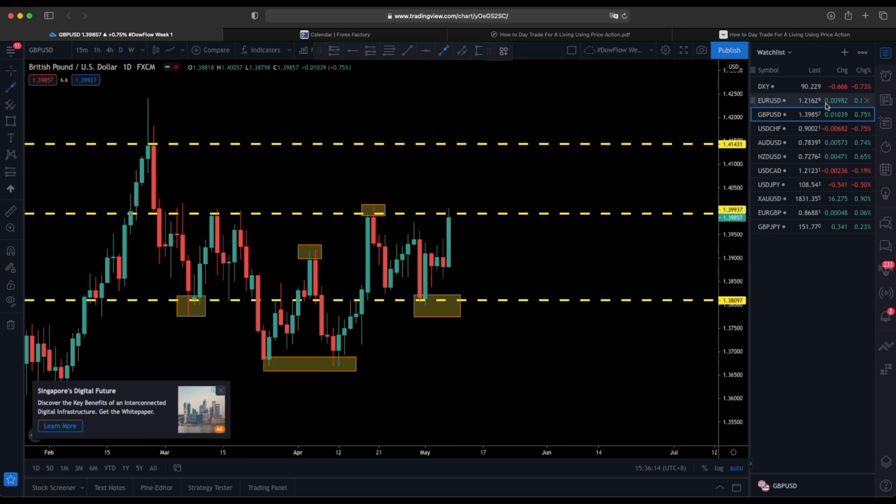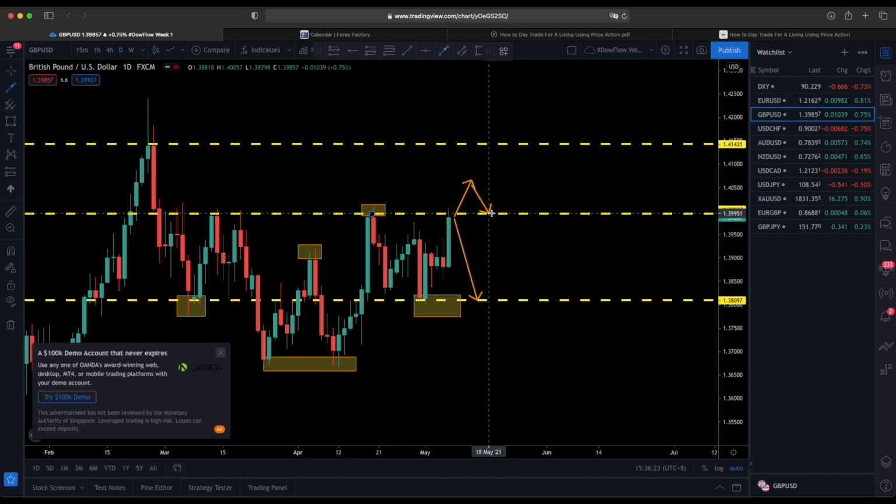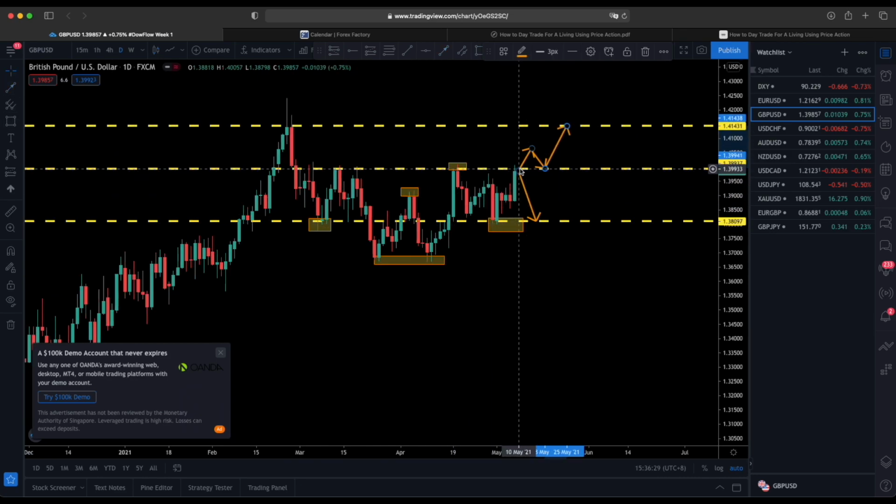So again, same as euro dollar. Either you wait for price to retrace down here and look for a bullish candlestick, or you wait for price to break up, retrace back down, give you a price action candlestick pattern, and then you take the long trade. Very simple setup. This is the currency pair that I recommend you focus on trading for next week.